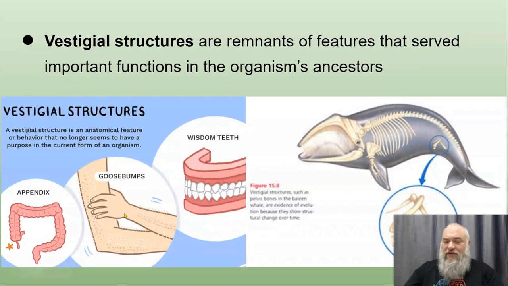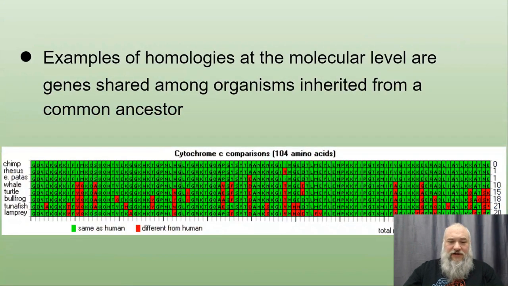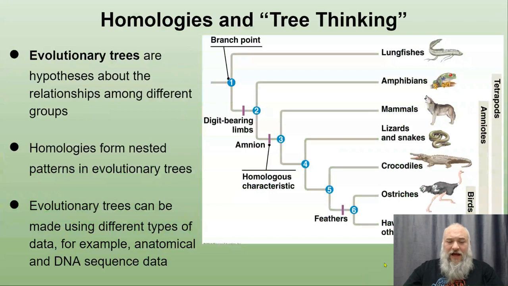Wisdom teeth is another example. Rear leg bones in whales is an example. Okay. We also can trace homologies in the molecular data, like we talked about in an earlier one, so I'm not going to go through that anymore. We talked about phylogenetic trees. So this tree thinking can be a way to highlight evolutionary connections and ancestries. Like feathers evolved here, in that common ancestor to all birds. The amnion evolved here, and then everything that descended from that has an amnion.